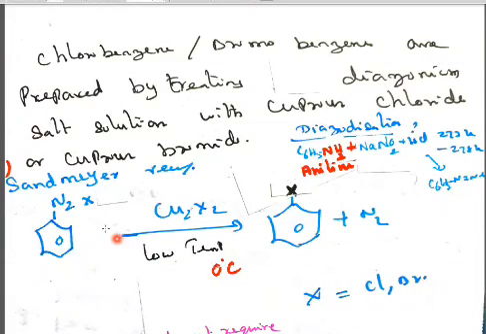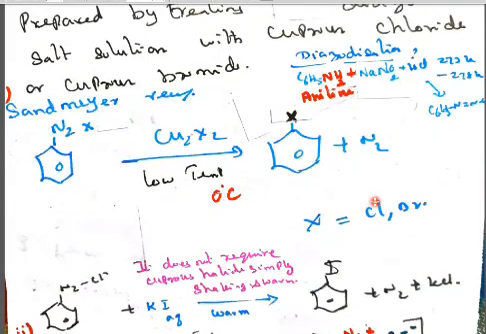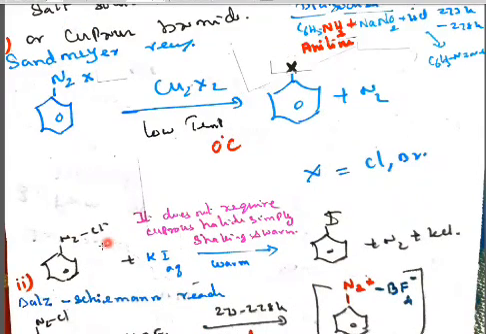When diazonium chloride is reacted with cuprous chloride or cuprous bromide or cuprous halides at low temperature, it is called a Sandmeyer reaction. In the Sandmeyer reaction, we can prepare chlorobenzene and bromobenzene. Cuprous chloride, any halogen can be substituted with N2 liberation.